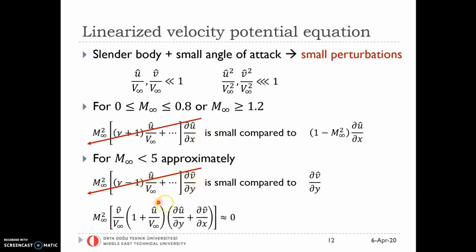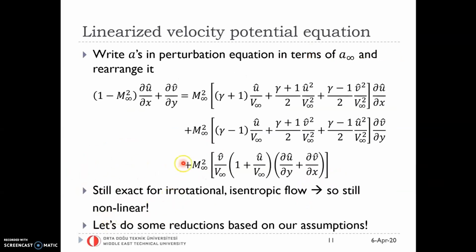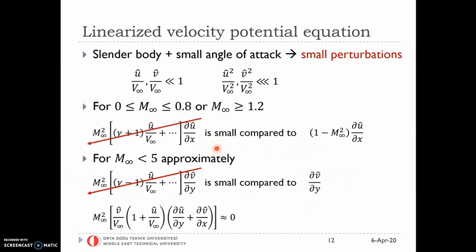it's actually also, if your Mach number is smaller than 5 approximately, then this term is small compared to dv hat over dy. Okay, so this can be safely neglected, and then eventually you have the third term here, and that third term, because of, again, small perturbation velocities, is very close to 0 as well, such that it can also be neglected.